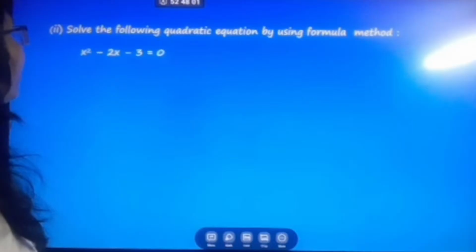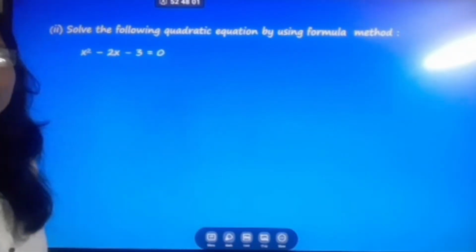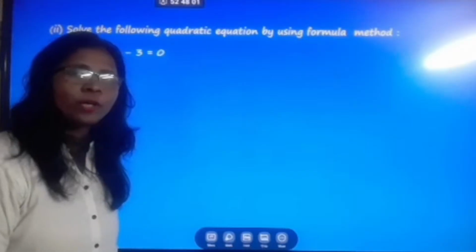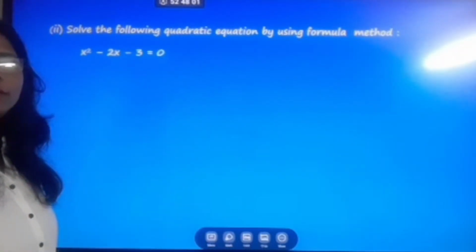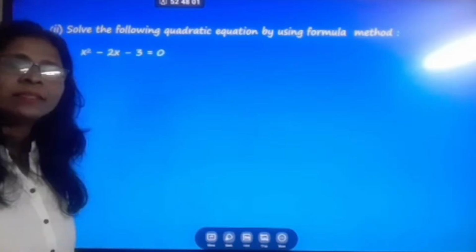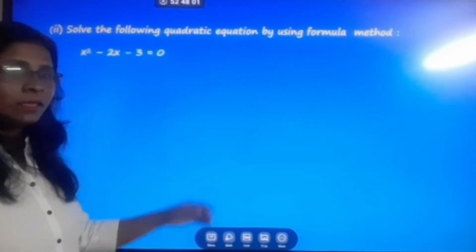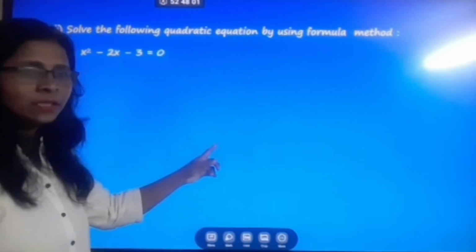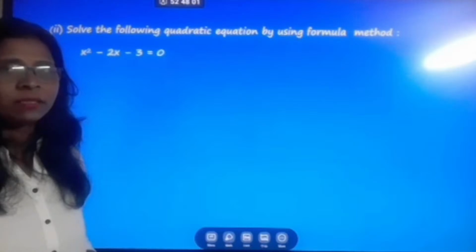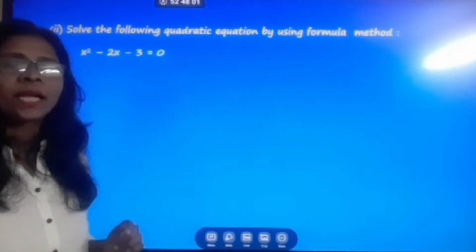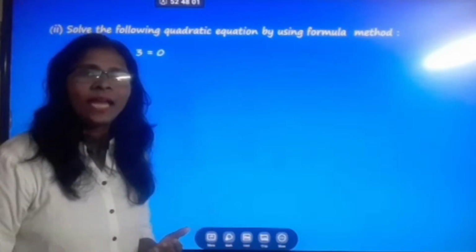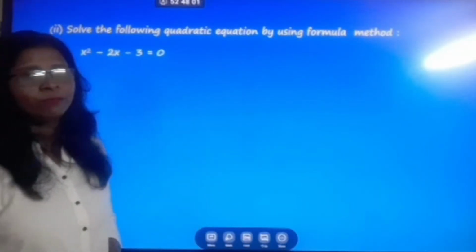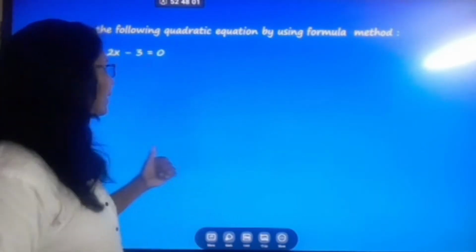Solve the following quadratic equation by using the formula method. Earlier we solved it by the factorization method; now here is the formula method. For the formula method, first we have to get the values of a, b and c from the given quadratic equation.